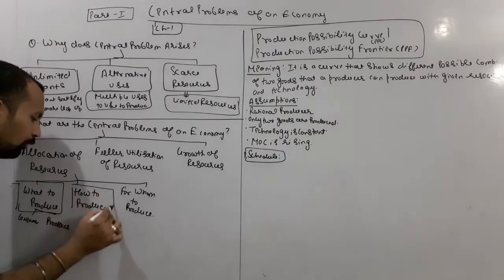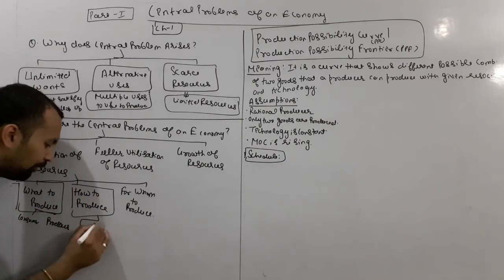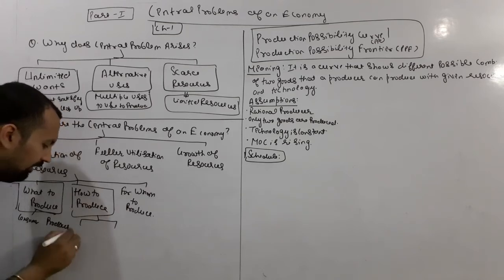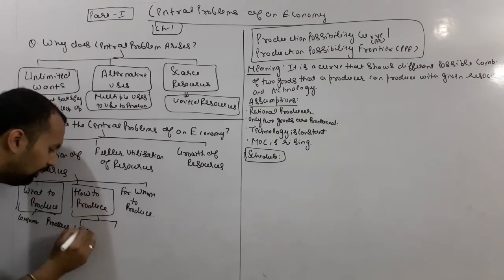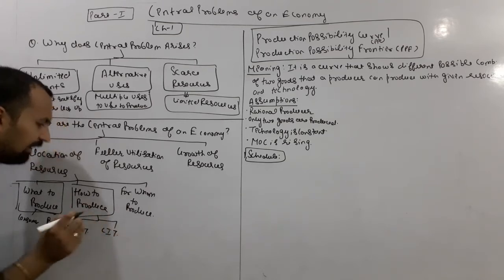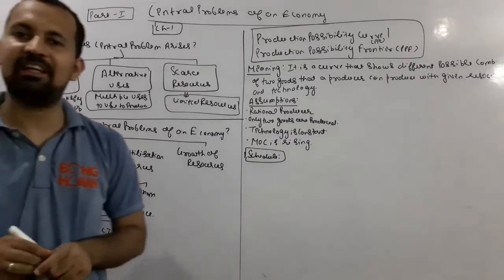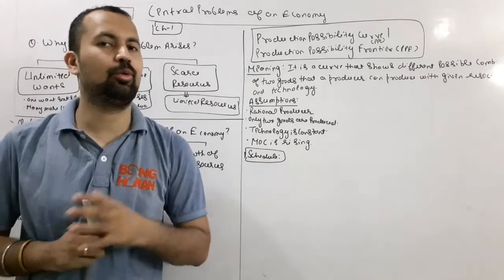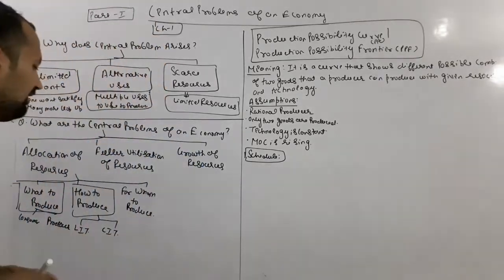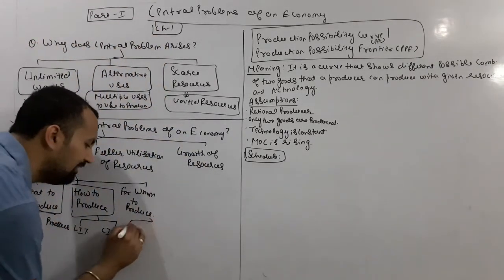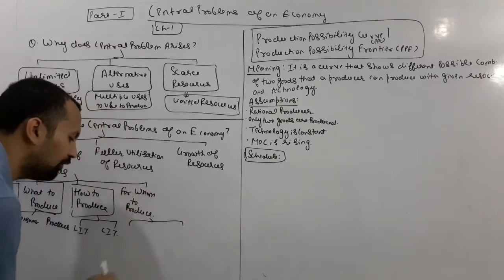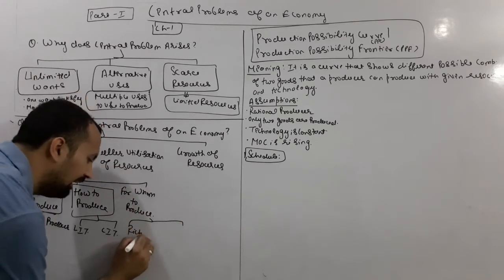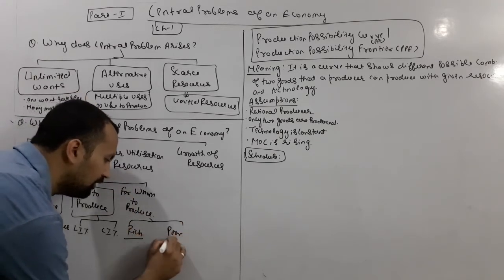Next is how to produce. How to produce means the method of production. Two methods of production were there. One is labor intensive technology, one is capital intensive technology. Labor intensive technology means more use of labor should be there. Capital intensive technology means more use of machine should be there. Next is for whom to produce, means for whom we need to produce, that is for the rich section of the society or for the poor section of the society.